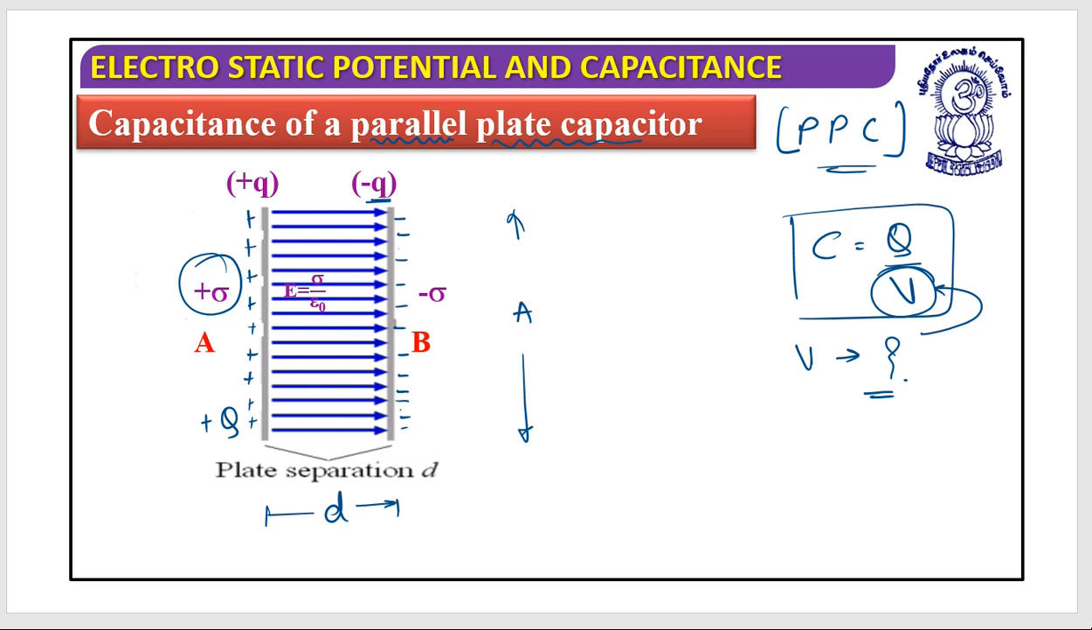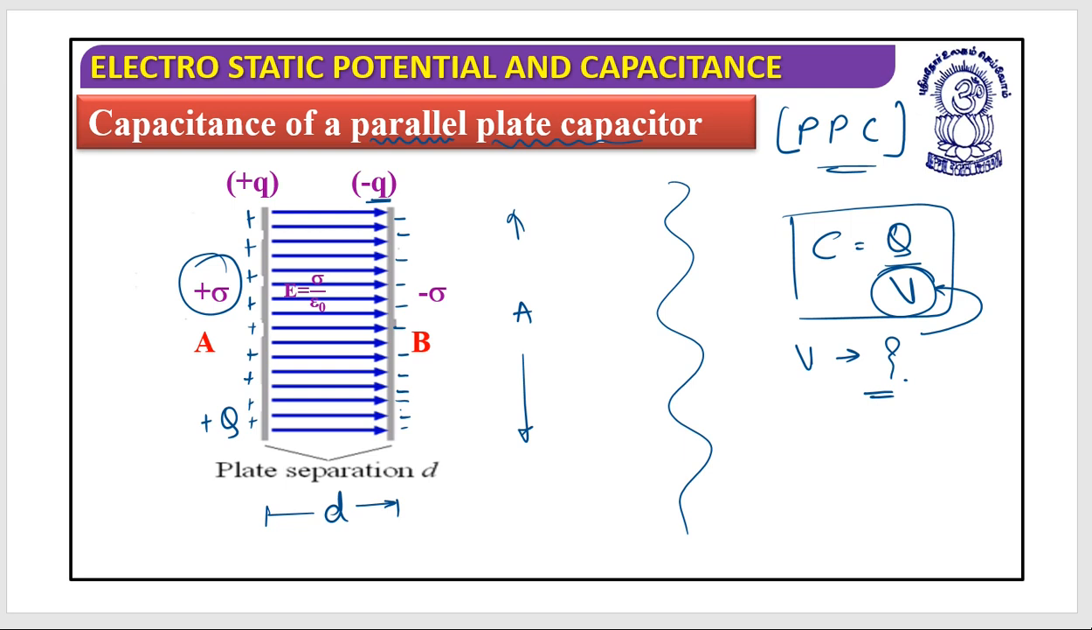I hope the things are clear to you. So let's begin with this parallel. For the parallel plate capacitors, we are just searching out what the potential would be. And for potential, can we have any other alternate to find out the potential?